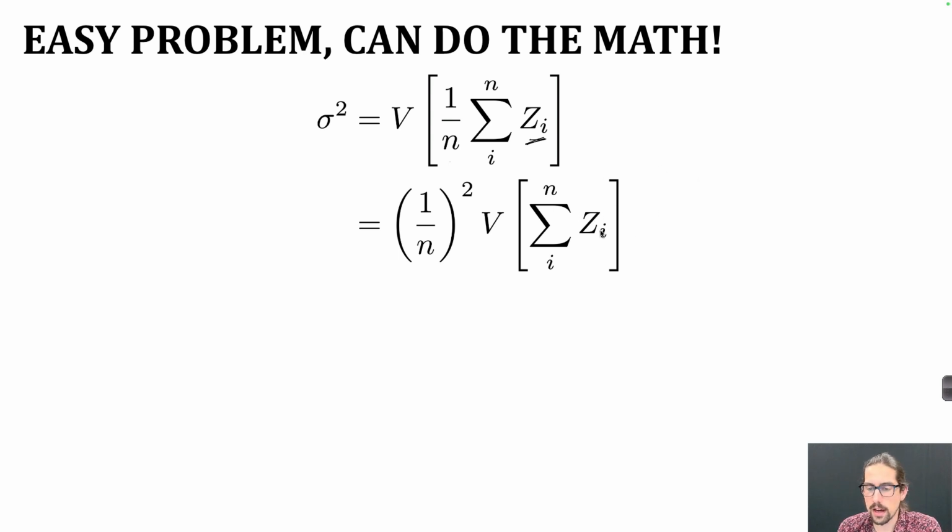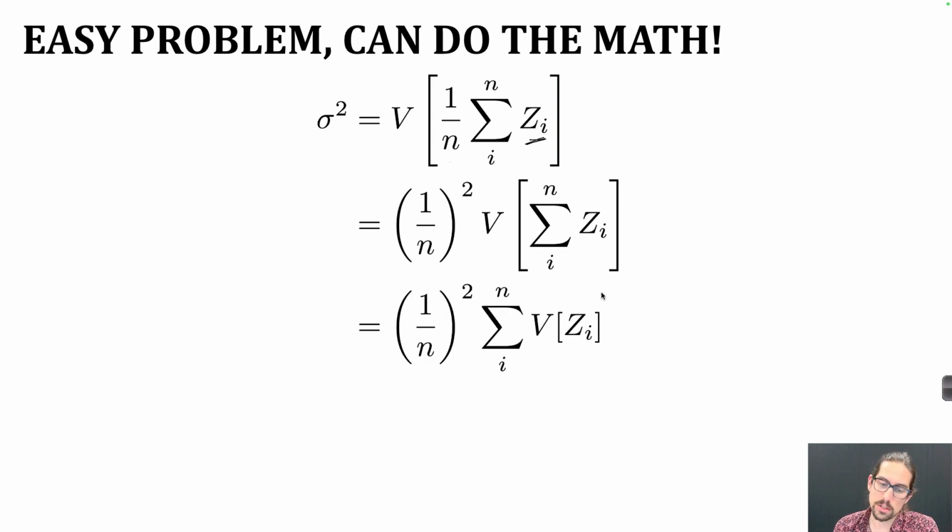Each of these zi's are the observations made across different people in our population. And under the assumption that those observations are independent, we can pass the variance in through the sum. So it looks like this.